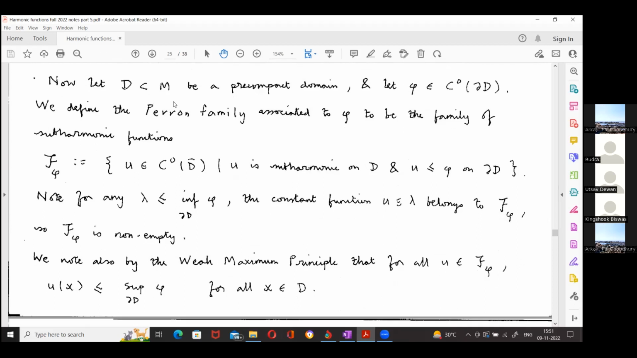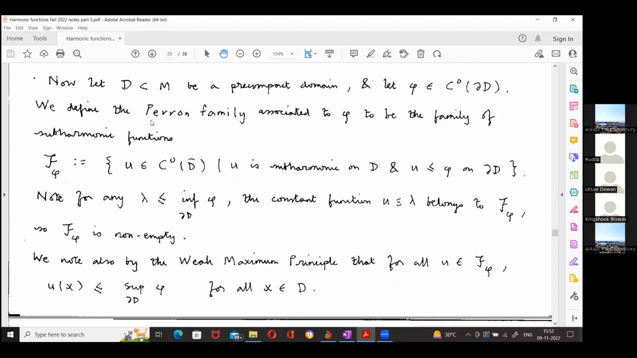So let D be a precompact domain in M, and let phi be a continuous function on the boundary of D. So we want to solve the Dirichlet problem, right? We want a function which is harmonic in D, continuous in D closure, and is equal to phi on the boundary of D. In other words, we want to extend phi to a harmonic function on the domain D. Right? We want a harmonic extension.